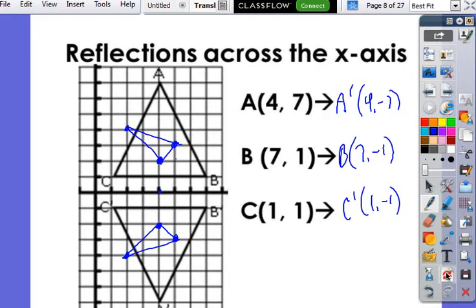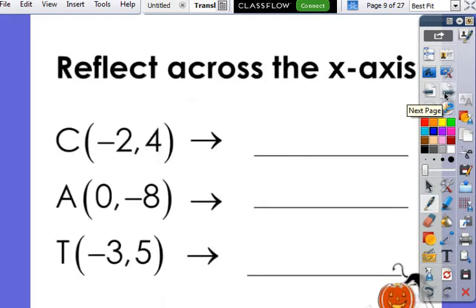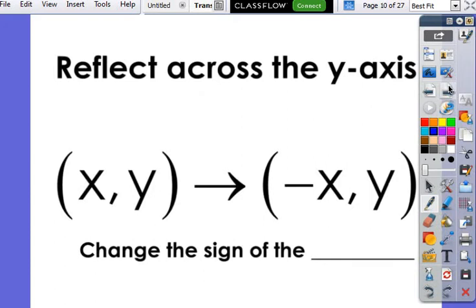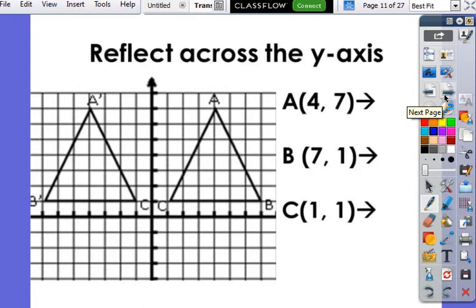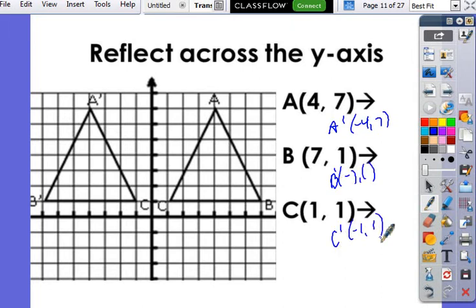All right, if it's reflecting across the y-axis, what am I going to do? Change the sign of the x. So if I reflect across the y-axis, what would this become? Negative 4, 7. Negative 7, 1. Negative 1, 1. Which direction is reflecting across the y going to go? Either left or right, depending on where you started.